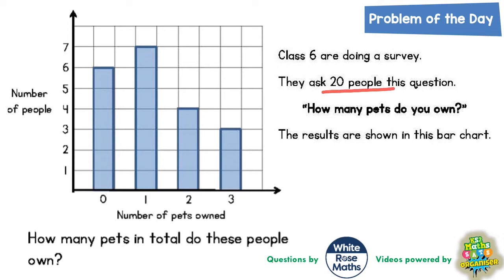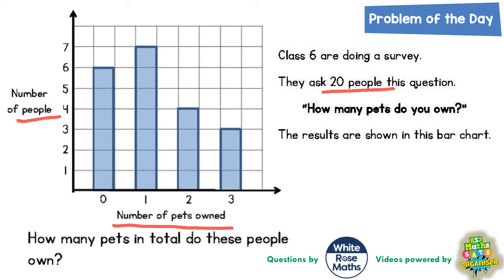How many pets do you own? The results are shown in the bar chart. We've got number of pets owned along the bottom and number of people up the side. How many pets in total do these people own? Well, all we've got to do is correctly interpret what each bar is saying.